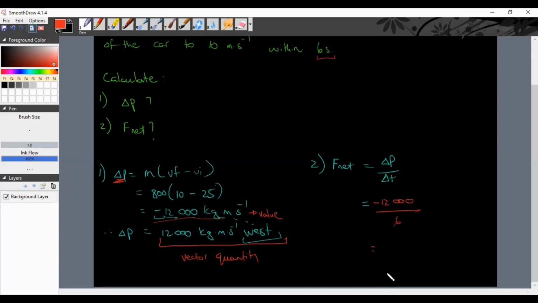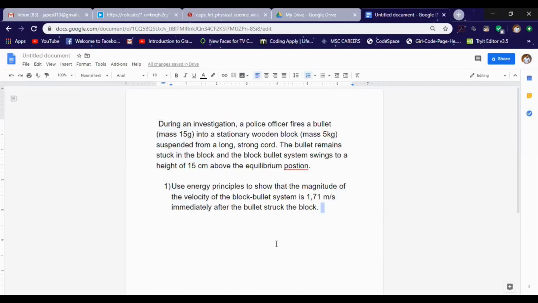If I do that, I'm going to get a net force of negative 2,000 newtons. I cannot leave my answer as the value. I must put it as a vector quantity. Therefore, F net is equal to 2,000 newtons west.